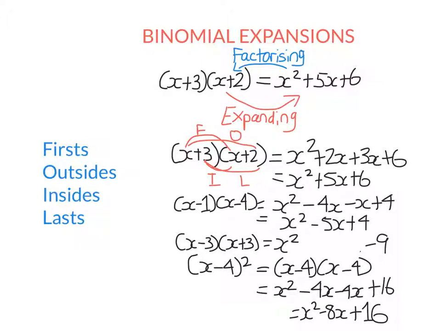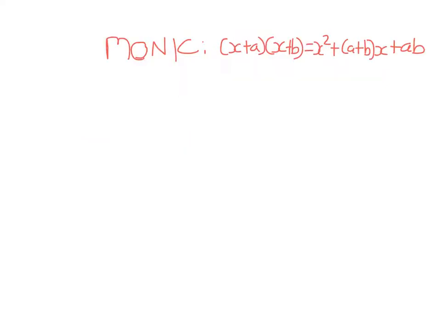Alright, now we're just going to go through some quicker ways to perform these expansions. Please pause and copy down if you need. If I were to use FOIL on this here, x plus a, x plus b, notice I get an x squared term. The coefficient of x is these two numbers added together, and the constant term is those two numbers multiplied together. So I can use that to perform binomial expansions quickly.